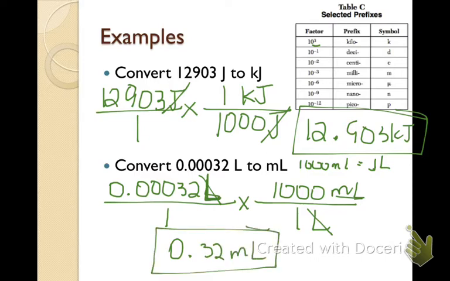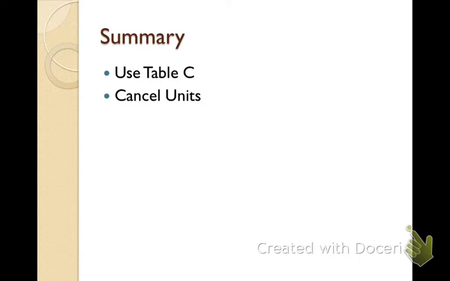Alright, so to summarize, use table C. I would highly suggest using or canceling out units. It's probably one of the easiest ways to convert between these. But I did show you 3 different ways. So one is just to move the decimal place over. The second way is to use scientific notation. And then the third is to convert by being able to cancel out units.